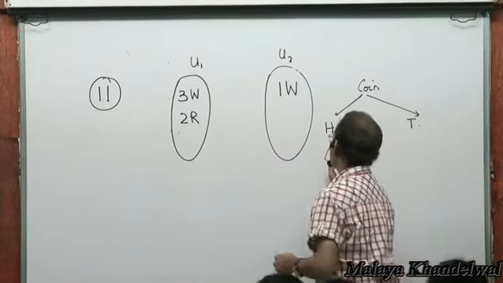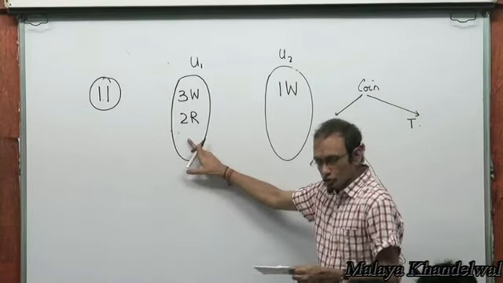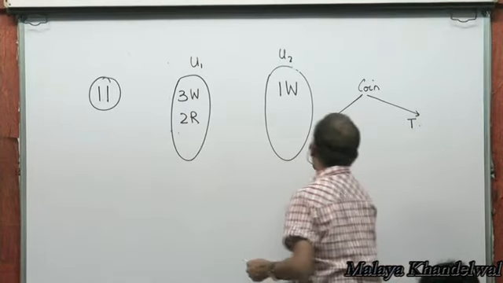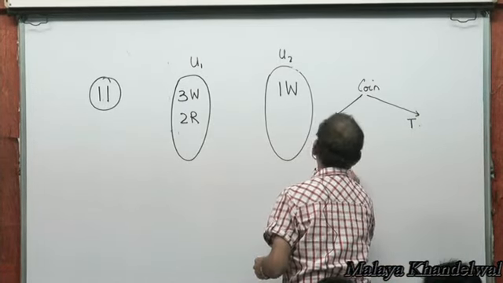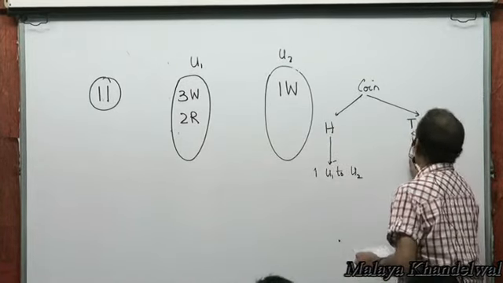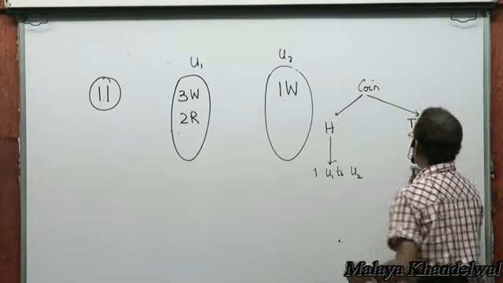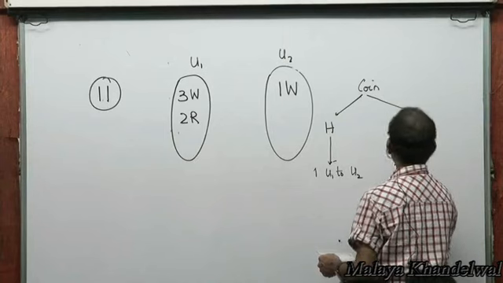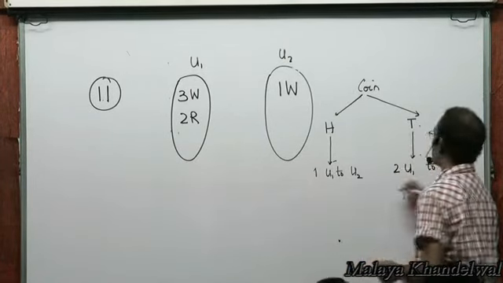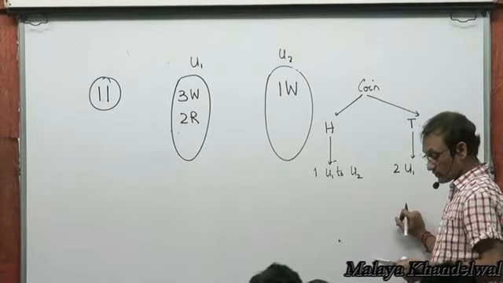If a head appears, then one ball is drawn at random and put into U2. That means one ball from U1 to U2. If a tail appears, then 2 balls are drawn randomly from U1 and they are put into U2. From U1 to U2, 2 balls. These are 2 possibilities.